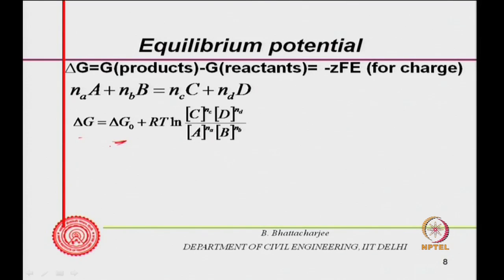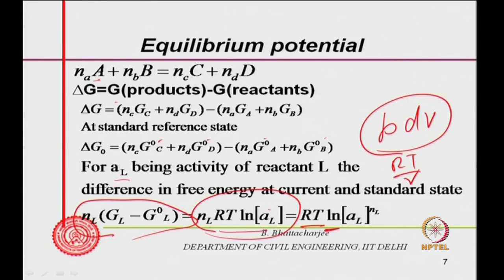Delta G can be written as delta G0 plus RT ln, where activities are replaced by concentrations. Written in this manner, like we did from here, this can in fact be written as RT ln of the concentration of species L to the power NL. So for any species, for A, B, C, D, I can write four such equations, GL minus G0, or delta G minus delta G0.